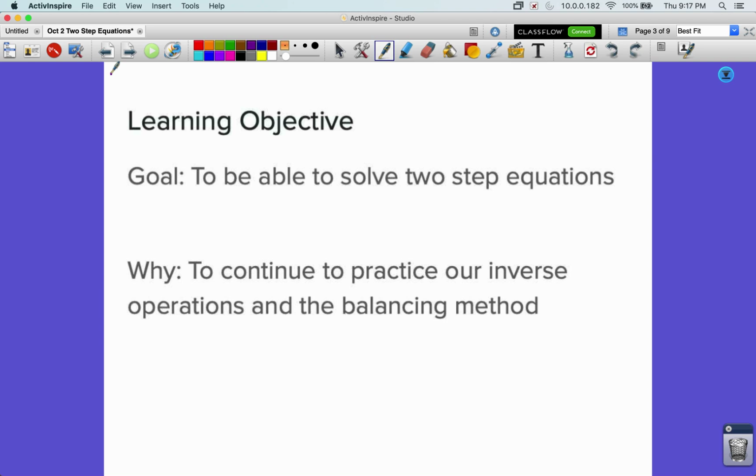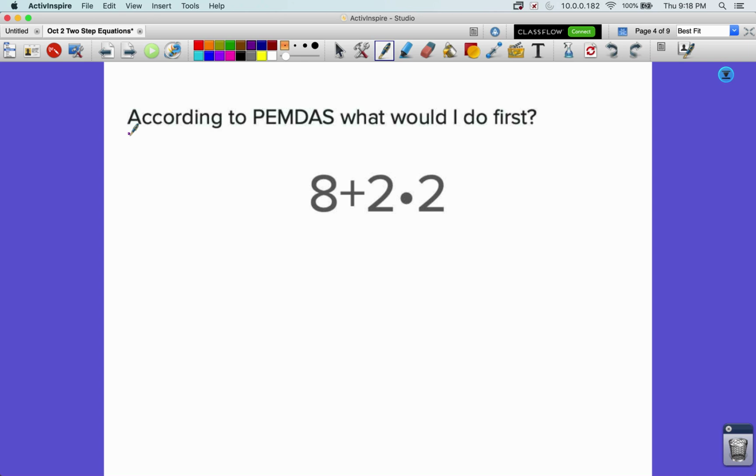All right, next up, our goal is to be able to solve two-step equations today. Why we're doing this? To continue practicing our inverse operations and the balancing method. And once we can solve two-step, then we can move on to three-step and four-step and as many steps as we want. But we have to know which order to do the steps in. That's what today is all about. So, according to PEMDAS, what would I do first? Here, I'll embed another question for you to tell me.